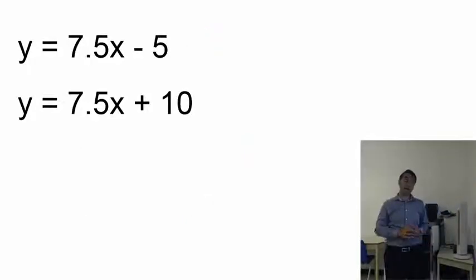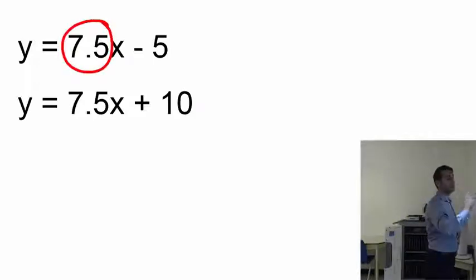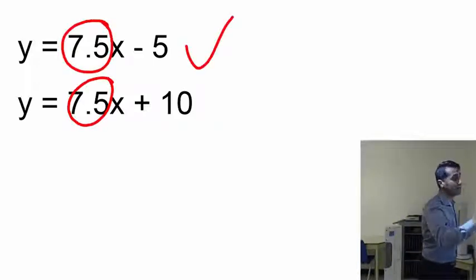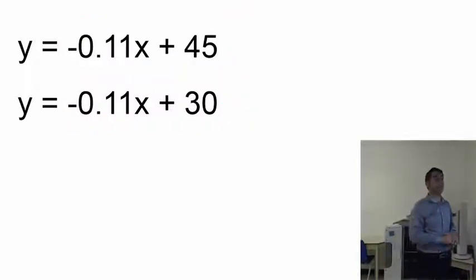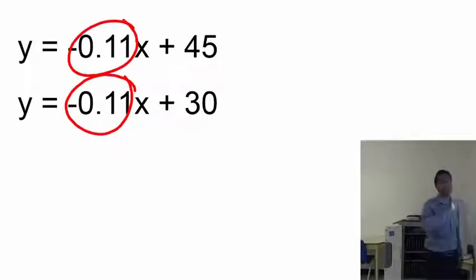And over here, now I have a decimal number as the slope, 7.5. Simply, these two lines are parallel. Next is a negative decimal number, negative 0.11, negative 0.11 in front of x. Yes, they are parallel lines.